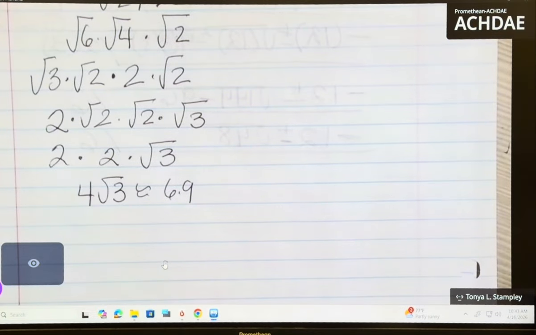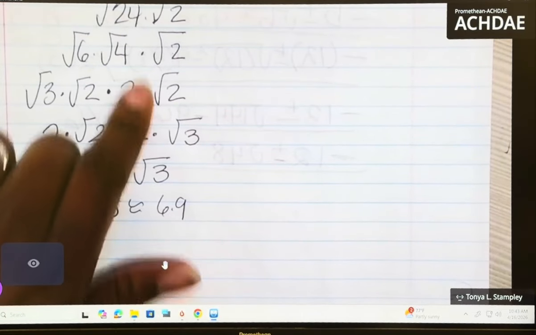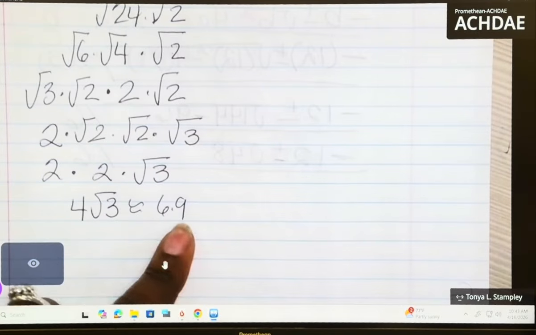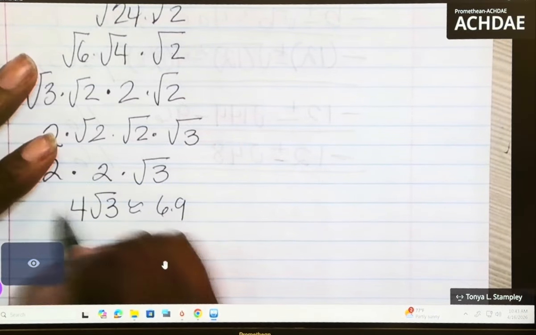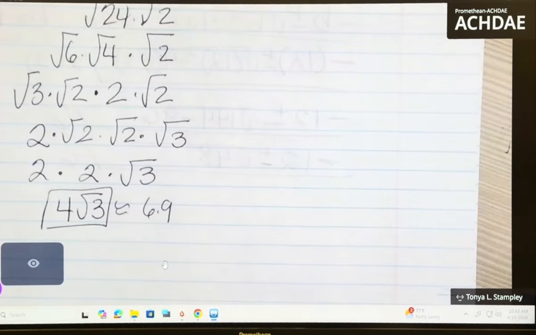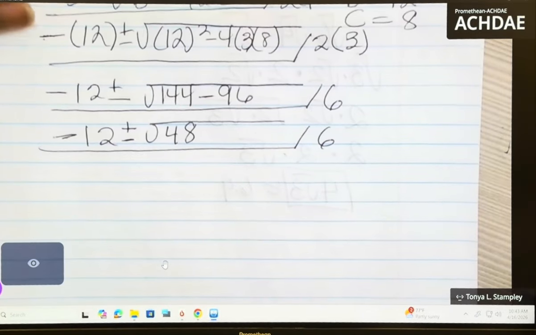So we know we simplified it correctly. Are y'all following? Matter of fact, every line that we put in the calculator is going to give us this same number, 6.9. Are y'all following? So now, Ms. Stampley, what do I do with that now that I've simplified that? Let's go back to where we were.